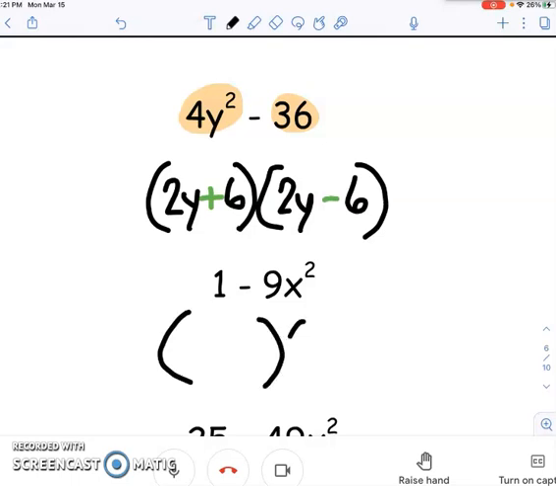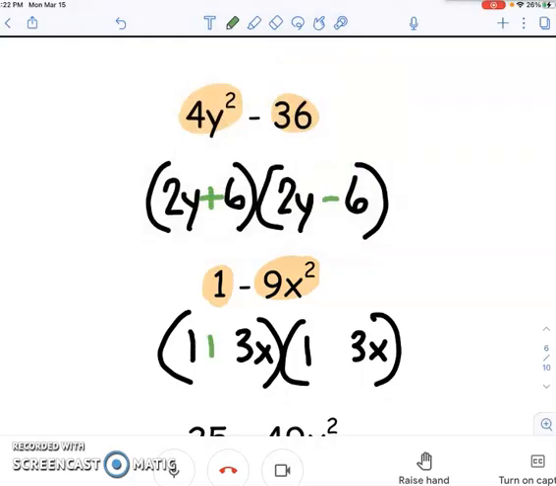Next one, 1 and 9x squared. So 1 is 1 times 1. 9x squared is 3x times 3x. And then put in your plus and your minus.